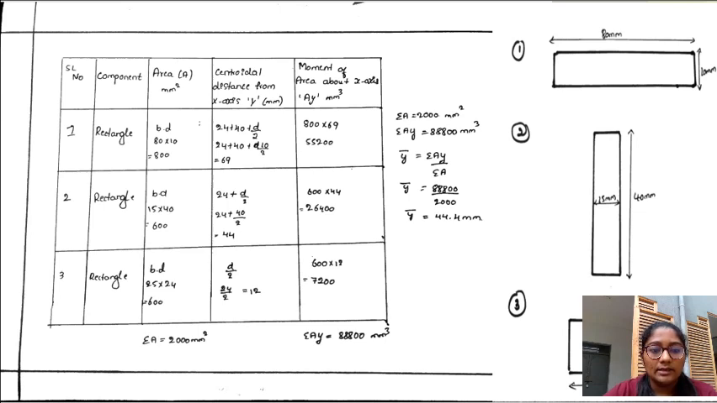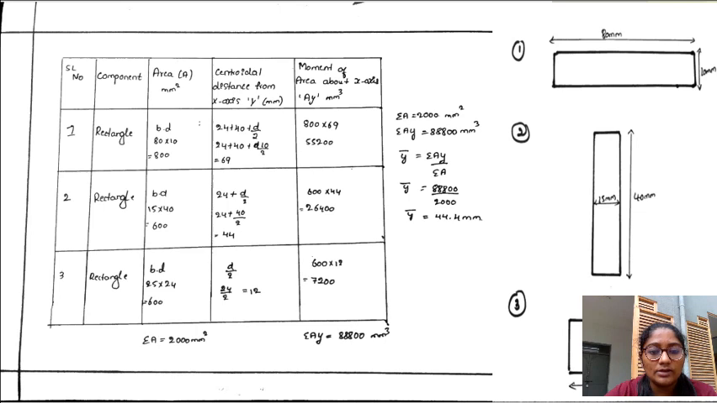The third component is also a rectangle, and the area of the rectangle is breadth into depth. Here they have given breadth 25 and depth 24, which is equal to 600. The centroid distance from the x-axis is 24 divided by 2. We get 12, and I have multiplied 600 into 12. We get 7,200. Then we have to add the total summation of area and total moment of area about x-axis.